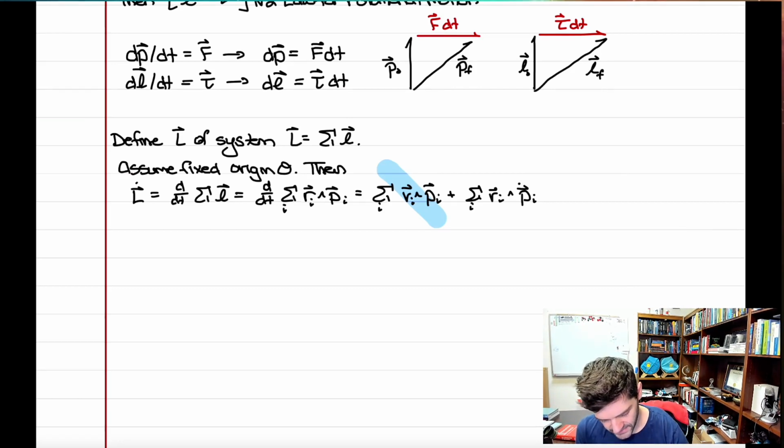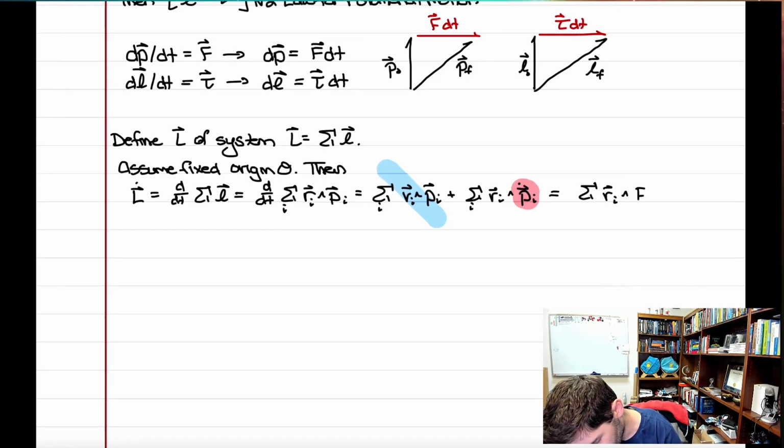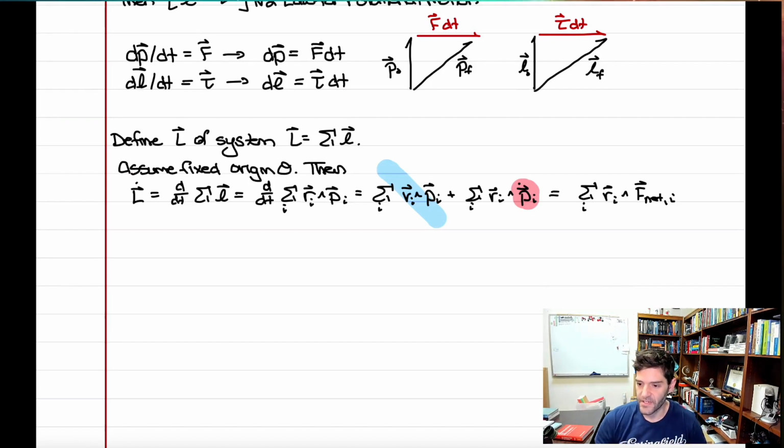In the second case, what is the time derivative of a particle's momentum? Well, that's the net force acting on the particle. So in this case, this ultimately becomes the sum of the positions crossed with the net force acting on that particular particle. So the sum of a bunch of positions crossed with forces, which does look like a torque.